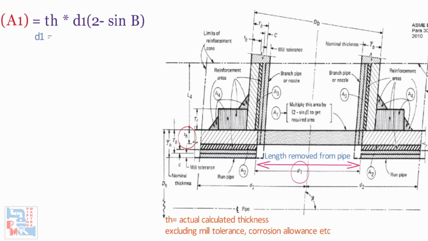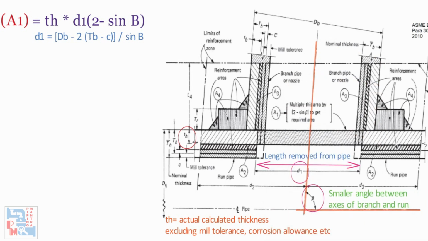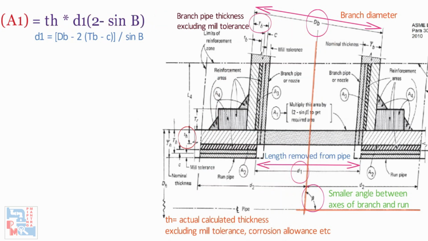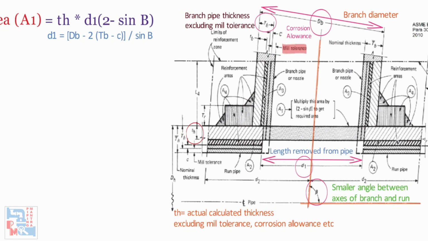Further, D1 is dB minus 2 into TB minus C, by sin beta, where beta is the smaller angle between the axis of branch and run. dB is the branch diameter in mm. TB is the branch pipe thickness measured or minimum per purchase order in mm, excluding mill tolerance. C is the corrosion allowance in mm.